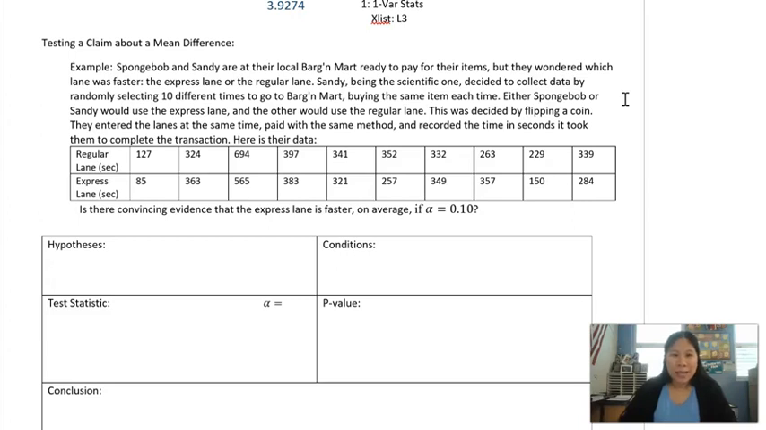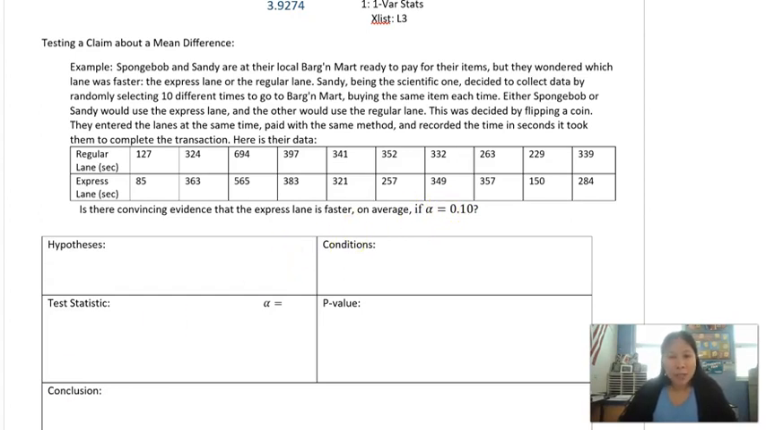They entered the lanes at the same time, paid with the same method, and recorded the time in seconds it took them to complete the transaction. Here's their data. Okay, so we are looking at the data for how long it takes them in the regular lane and how long it takes them in the express lane. So let's see if there's convincing evidence that the express lane is faster on average if we're using alpha, our significance level, of 0.10.